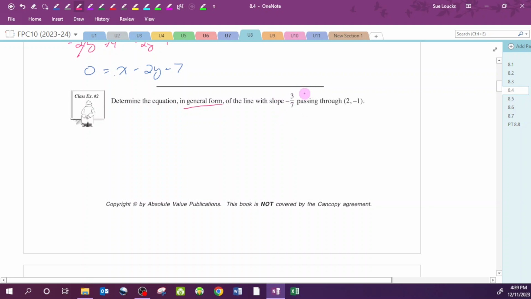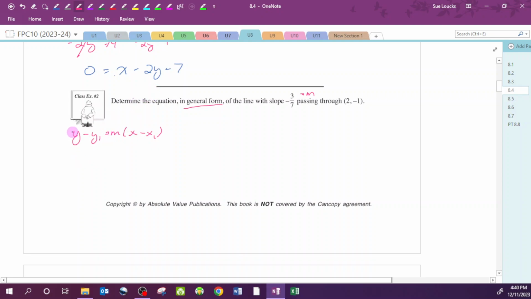But what do we have? We have slope, so we have m, so we can use either of our other two shapes, and then we have a point. So there's actually two ways that we can solve this, and I'm going to show you both ways because it's worth seeing both ways. If I use my point slope form, I have y minus y1 equals m times x minus x1.